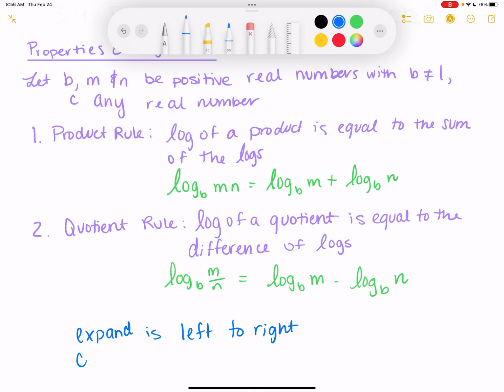If it says to condense, or combine, I'm not sure which. The Algebra 2 book says condense. I think that's what this book says, but I can't remember. Condense or combine is right to left. Basically, whichever one you're given, it wants you to do the opposite. So if you're given the right, they want the left. If you're given the left, they want the right.